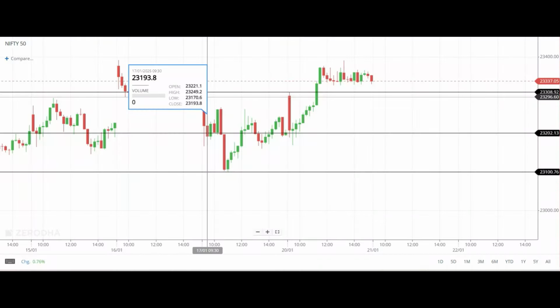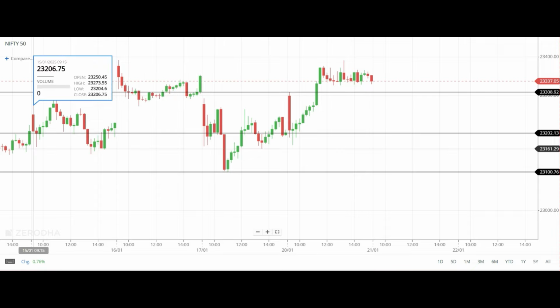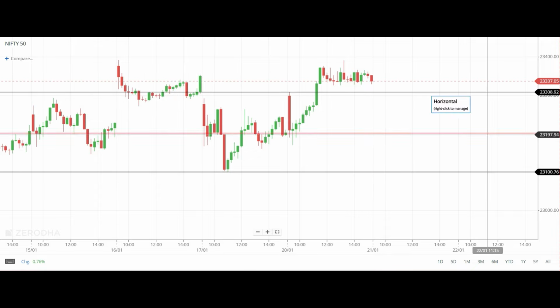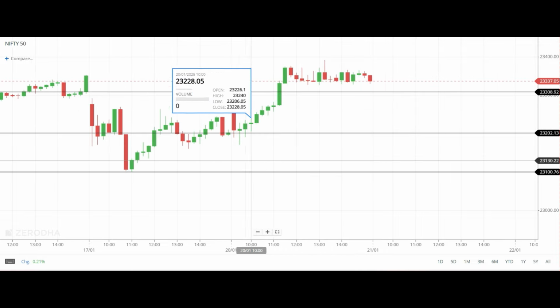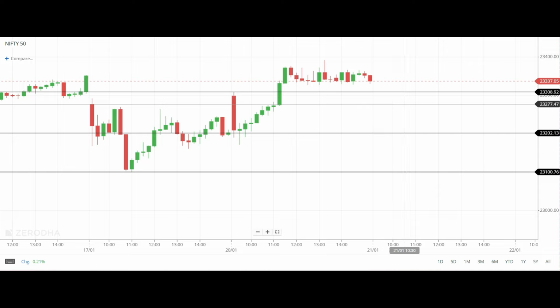Based on the support and resistance levels derived from different time frames which we analyze daily, here are the levels for today. Let's begin with Nifty. So Nifty, the levels posted were 23,100, 23,200 and 23,300. Based on these levels which we posted on Friday, let's see how it reacted today.